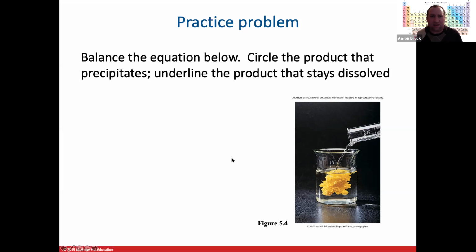So let's take a look at this practice problem. First thing it wants us to do, balance the equation. Then circle the precipitate and underline the product that stays dissolved. So here's the reaction itself. Some of you did this reaction in lab, especially if you're with Mr. Miller. Those of you that are in the other classes, we didn't do it because this particular compound is toxic and really, really hard to get out of your glassware.